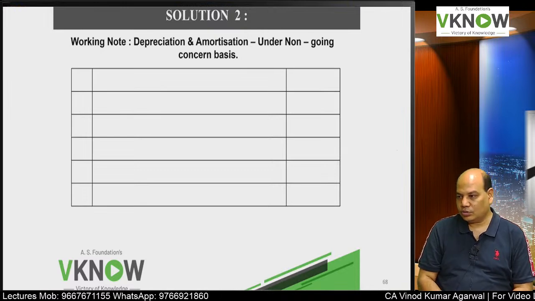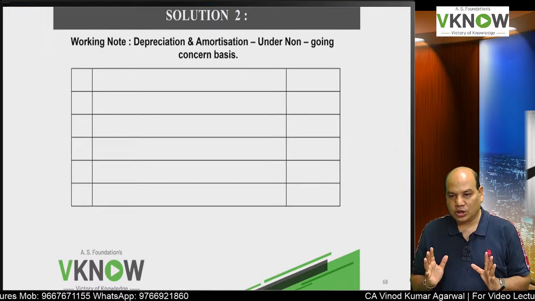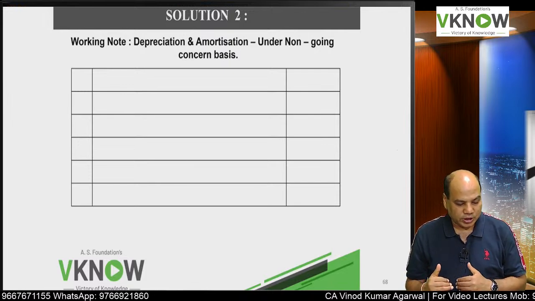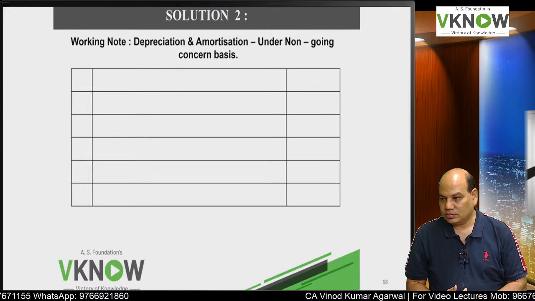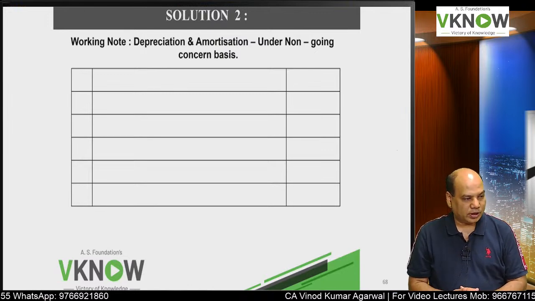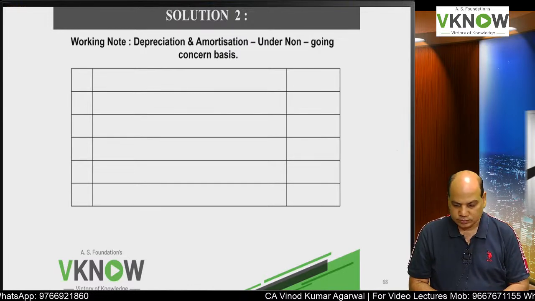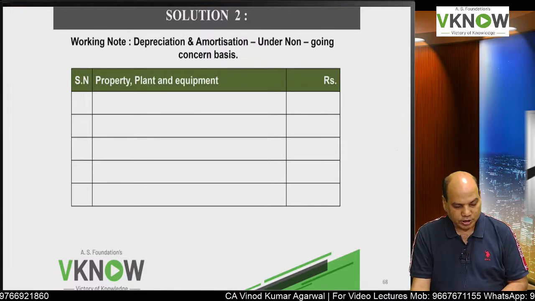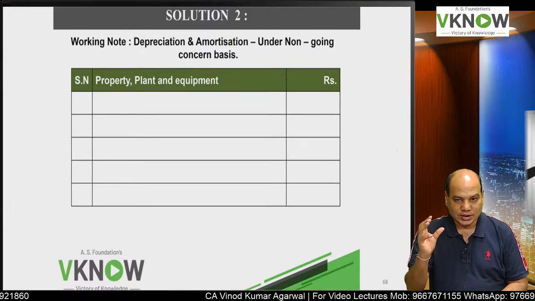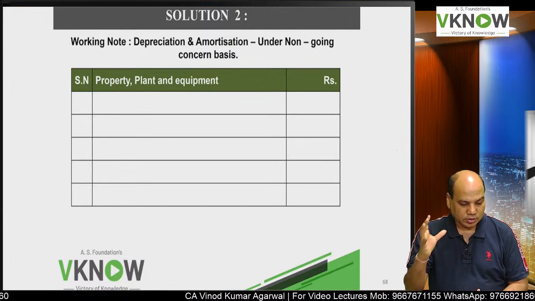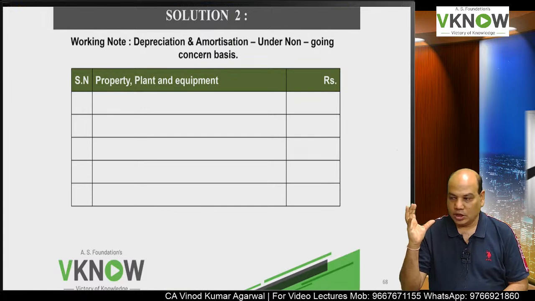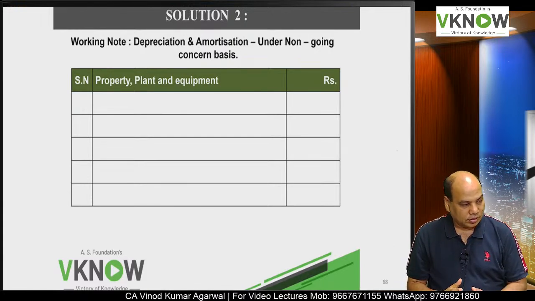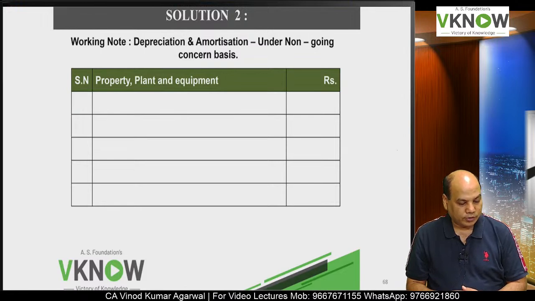Now first what I'll do, I'll prepare a working note on depreciation under non-going concern. Once you complete that, then preparing P&L account and balance sheet will become very fast. Okay, so right hand side rupees, complete that. There are two assets which we have to depreciate. One is PPE and one is other assets. We don't know what is that other asset, but there is a note for that.